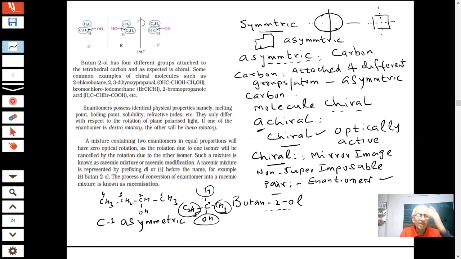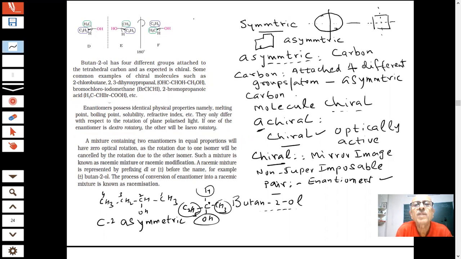If I draw the mirror image of this, here I have shown the mirror image of such a compound. This is my butane 2-ol. This is OH group. This is CH3 and C2H5. This is a 3-dimensional diagram of butane 2-ol. This is a dark wedge, dashed wedge. This is going away from me. This is in the plane, and the mirror image of this will look like this.